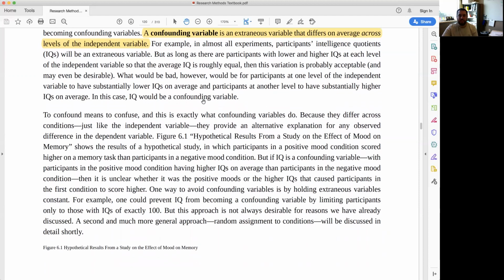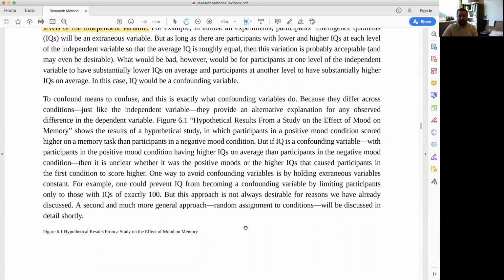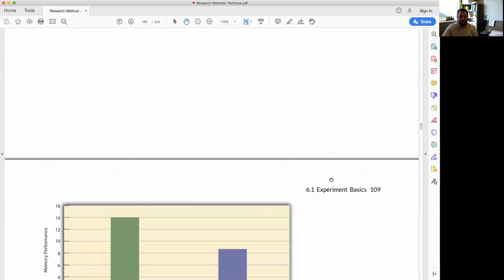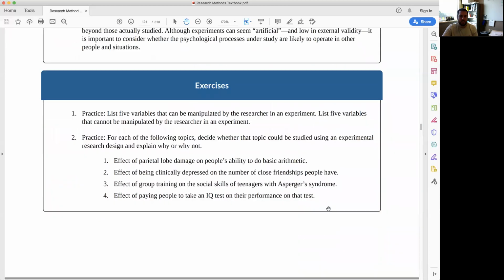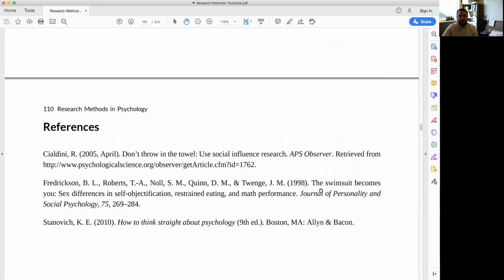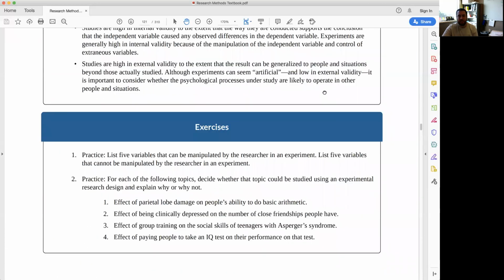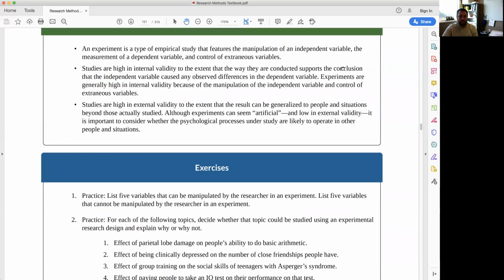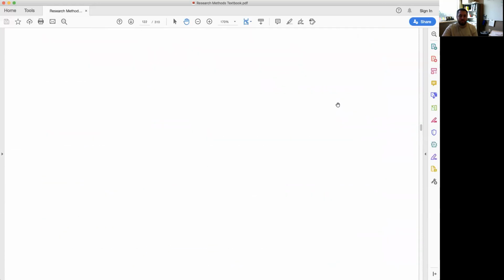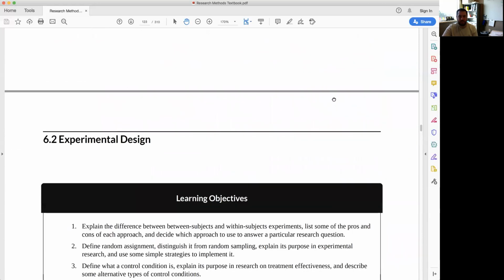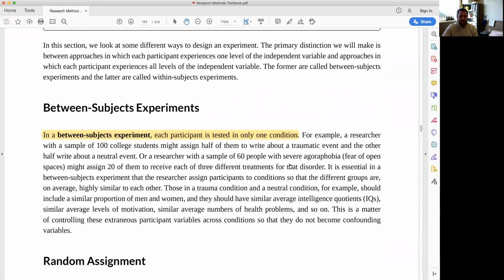So what we want to do for the most part is rely on something called random sampling, or excuse me, random assignment. I thought it was here, but obviously not. So we'll get to what random assignment is in a little bit.